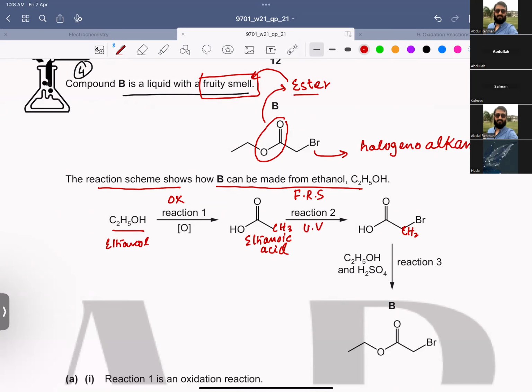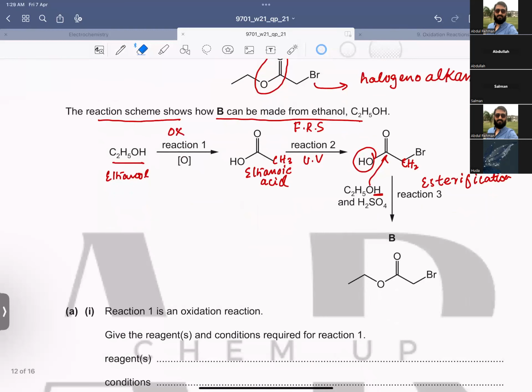Now reaction 3 is esterification, because over here the OH is removed from here and the H is removed from here to form water, and this oxygen must be bonded over here, and that's what actually occurred. Reaction 1 is an oxidation reaction, they have told you, but we already figured it out. Give the reagents and conditions required for reaction 1.